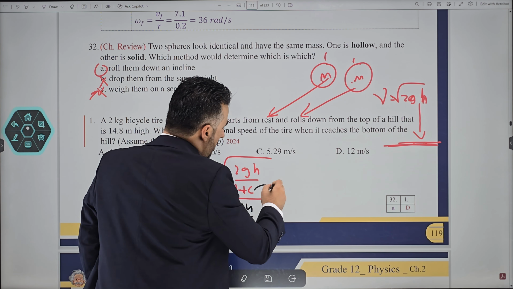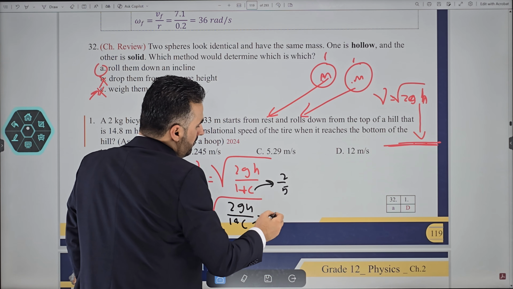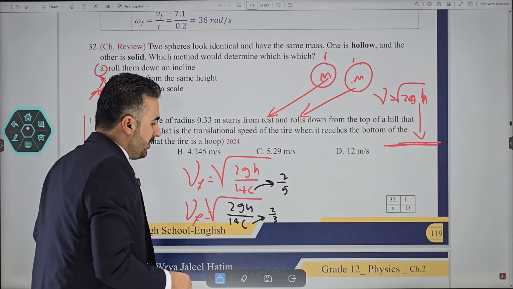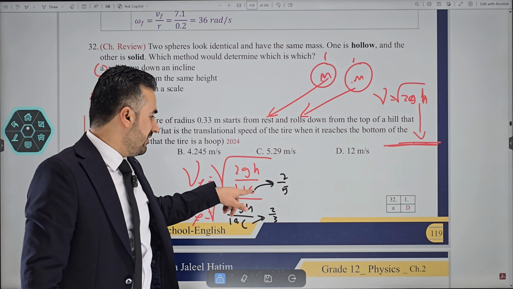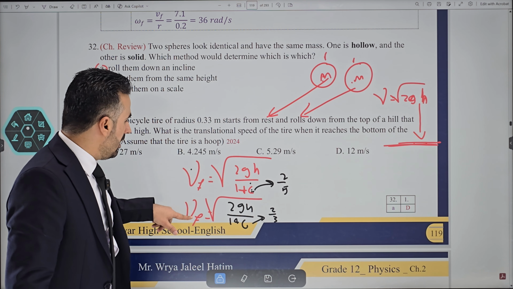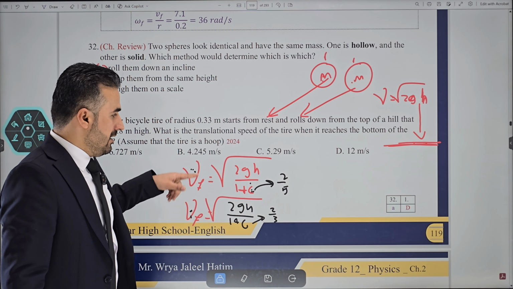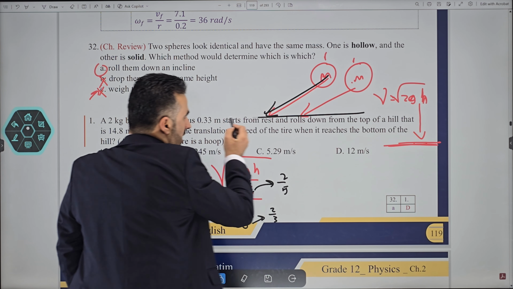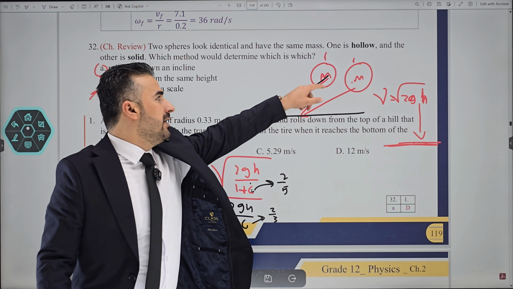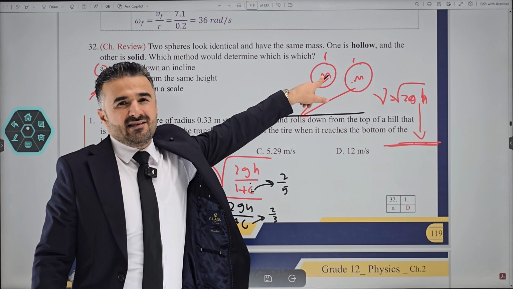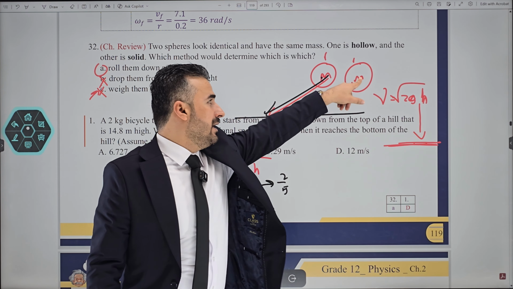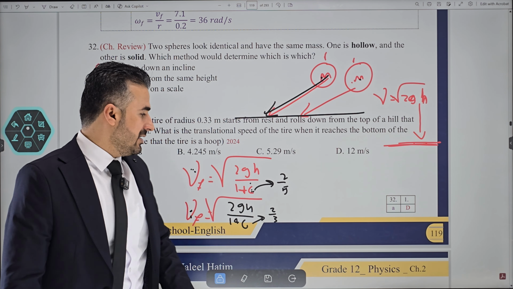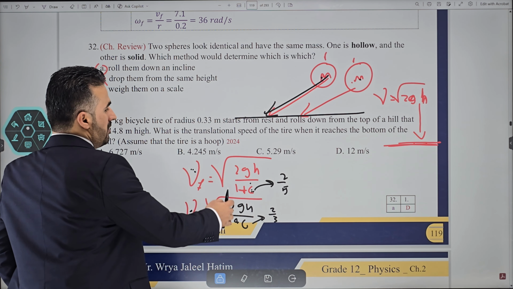The one that is solid is going to be 2 over 5. The one that is hollow is going to be 2 over 3. Because they have different shapes, or different factors here, their velocity is going to be different. Now we know the one that reaches the bottom first is going to be the solid one, because the hollow one would have less velocity at this point. And you could do the math yourself.